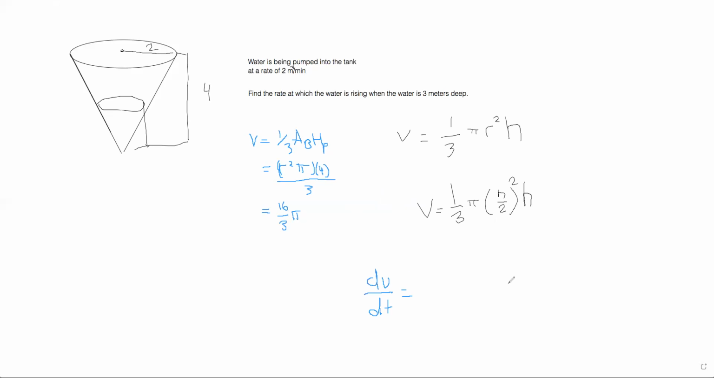What's in place of the radius though? This one, I just replaced radius with height over 2. I got that because I looked at the figure and told myself, whenever the height's 4, the radius is 2. Because it's a proportional relationship, the radius is always going to be half the height. So that's why I replaced radius with height over 2.